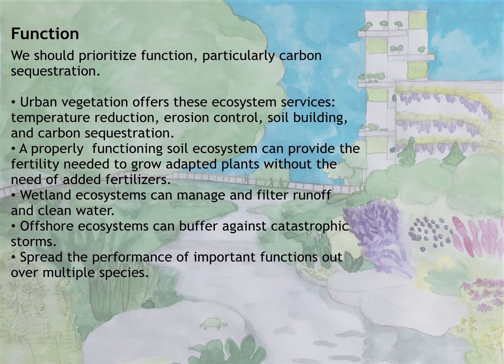Function. We should prioritize function, particularly carbon sequestration. Urban vegetation offers these ecosystem services: temperature reduction, erosion control, soil building, and carbon sequestration. A properly functioning soil ecosystem can provide the fertility needed to grow adapted plants without the need of added fertilizers. Wetland ecosystems can manage and filter runoff and clean water. Offshore ecosystems, like reefs, can buffer against catastrophic storms. Spread the performance of important functions out over multiple species.